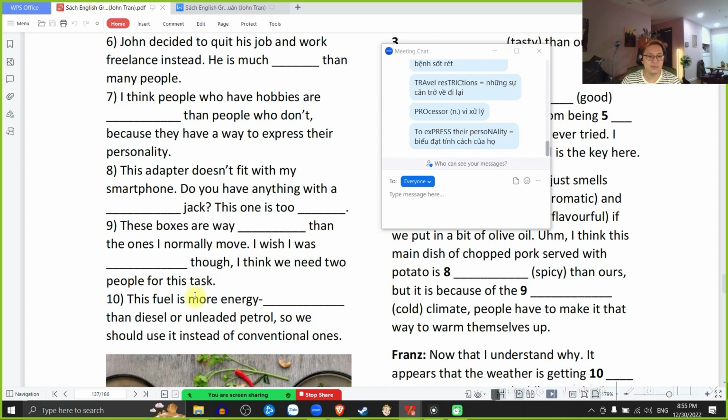This fuel is more energy efficient than diesel or unleaded petrol, so we should use it instead of conventional ones.